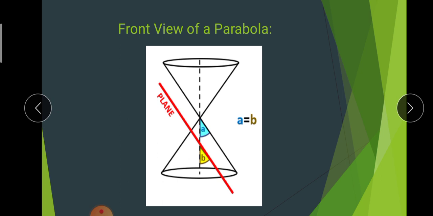May dalawang key points tayo na dapat tandaan. Number 1, ang parabola ay parallel sa element or generator. And number 2, ang vertex angle ng cone is equal to the vertex angle of the parabola.